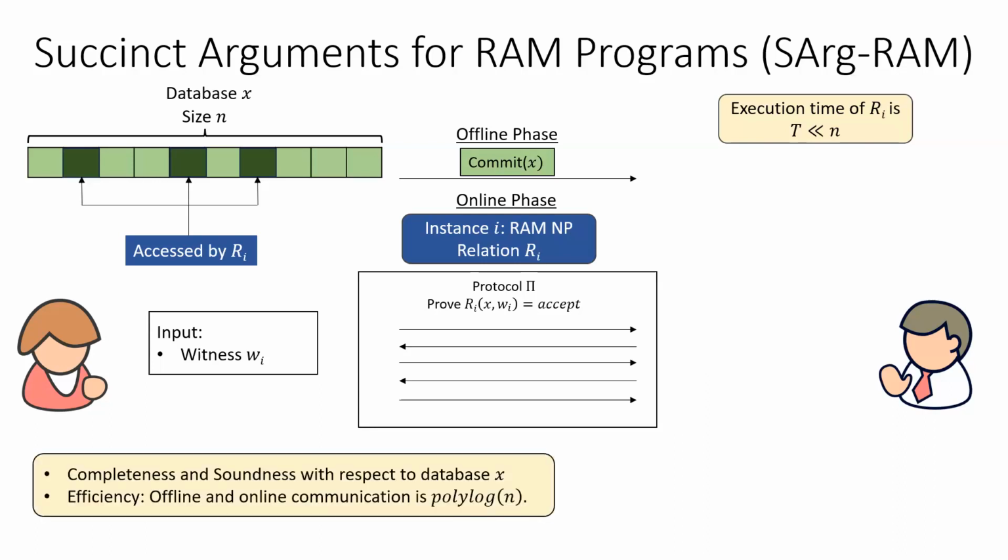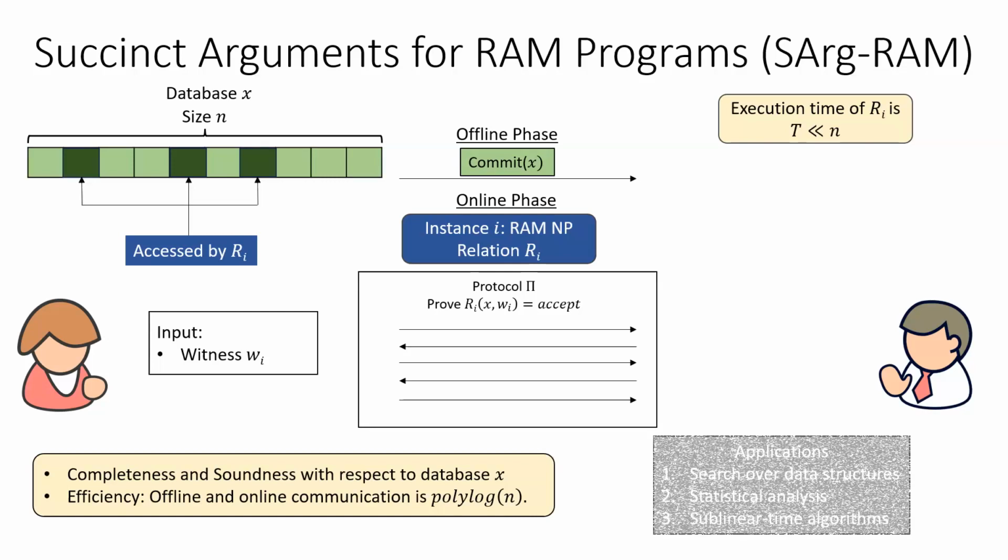Now, the completeness and soundness guarantees are the same as we had for succinct arguments, but now we define them with respect to a database X. So what I mean is that if the prover is able to prove multiple statements to the verifier, then we can extract an effective database that can be proven to be consistent with the proven statements. The efficiency requirement is that the offline and online communication cost should be polylogarithmic in the size of the database.